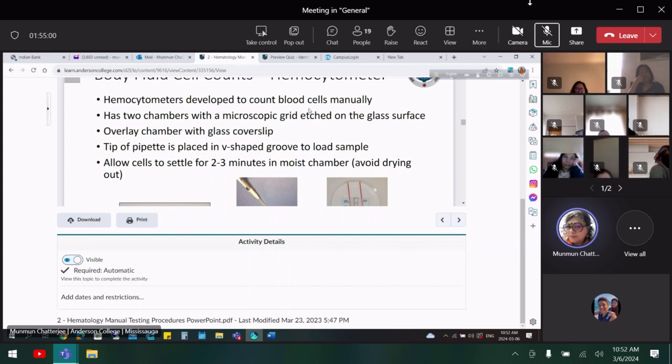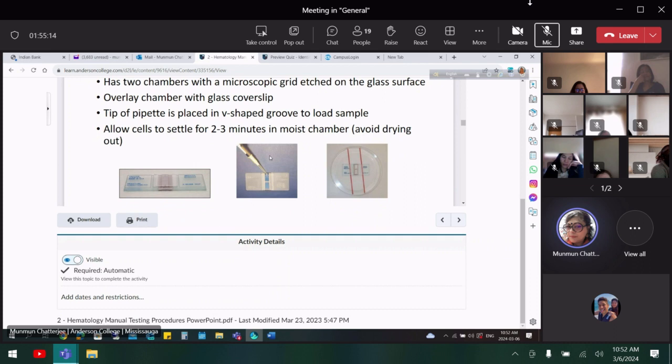The hemocytometer, developed to count blood cells manually, has two chambers with a microscopic grid etched on each glass surface. Overlay the chambers with the glass cover slip, and the tip of the pipette is placed to load the sample. I'm going to show you.